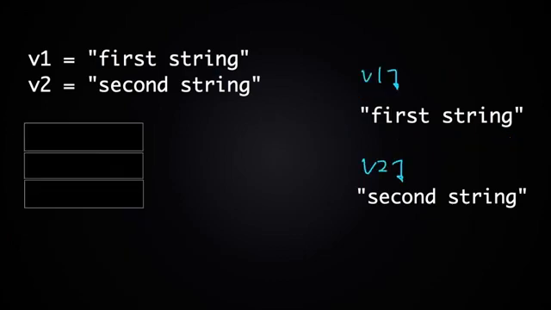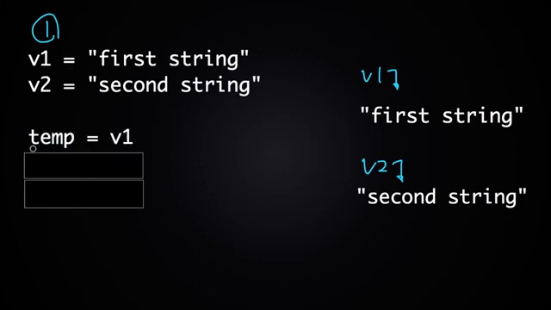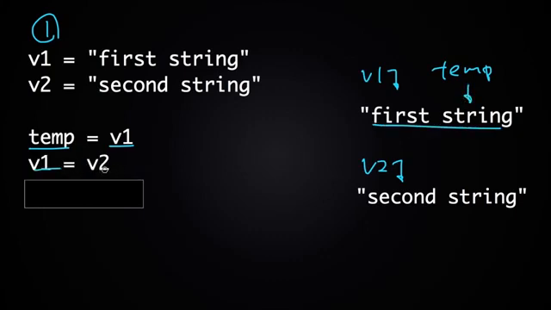Okay, here's a solution that only uses one temporary variable instead of two. The first thing we're going to do is we're going to set a new temporary variable called temp to what v1 refers to. So temp will be this string right here, and after that we'll set v1 to v2. So v1 will no longer refer to first string, and then it will refer to second string instead.